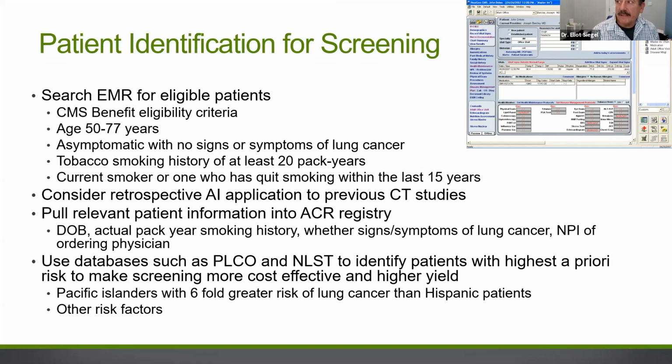The other thing is that utilizing databases such as NLST and PLCO allow one to be able to gather insights. And so one could use software, and we've developed some of this, that for each individual patient could create an individualized risk score. For example, Pacific Islanders have a 6-fold greater risk of developing lung cancer than Hispanic patients in the next 6 years. It's an insight from PLCO. And we've looked at the raw database from PLCO to be able to actually predict for each individual patient what their risk is. And so one could have a much higher yield, but lower cost in doing screening programs using that type of software.